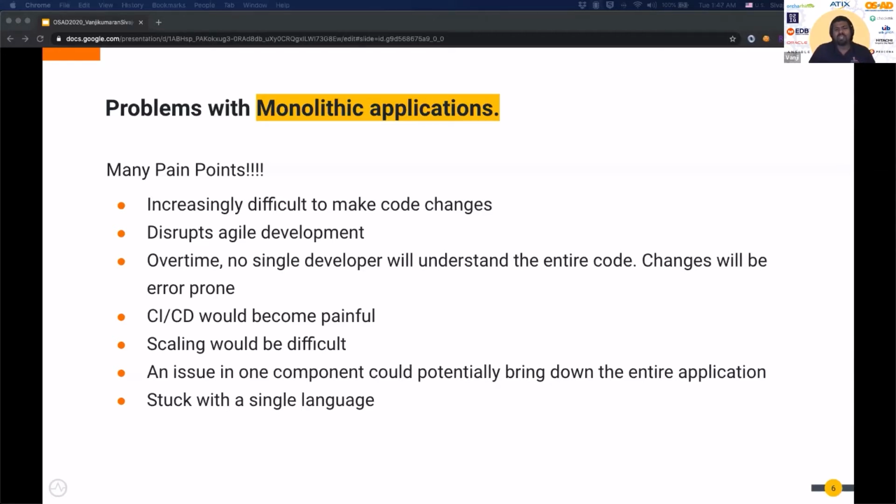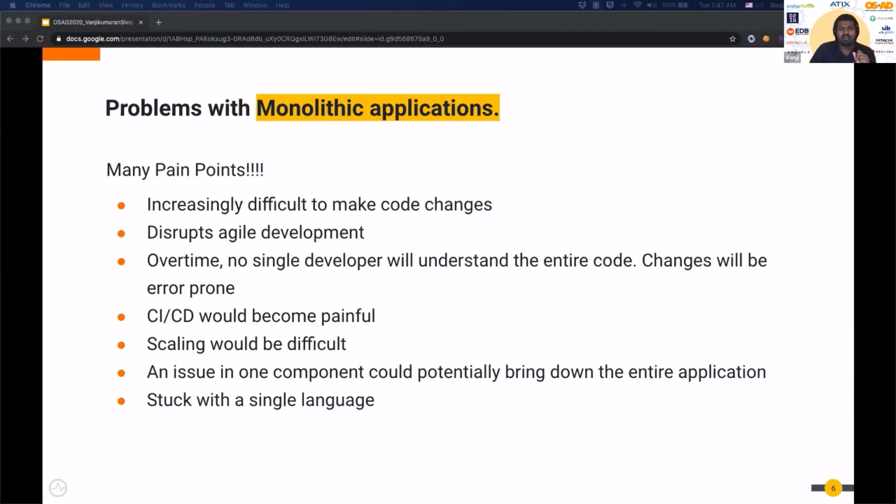At the same time, mostly you may have to stick with one single language, which means you have to find talent and people who know only that language, rather than bringing a polyglot way of implementing the application by bringing in people with more different knowledge. The single code base grows over time, and it becomes very hard and increasingly difficult for a single developer to understand the entire code, as I already mentioned. Hence, it would be difficult to make any changes and to run the CI/CD process, say, weekly.